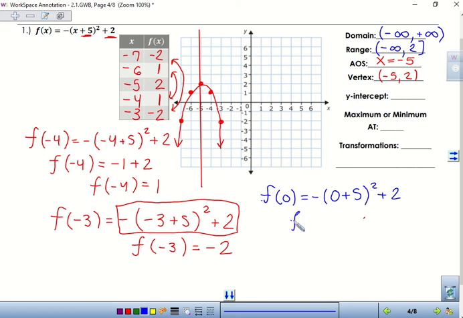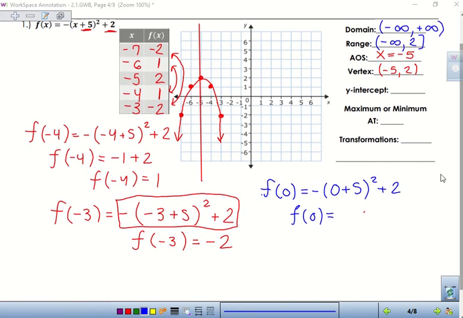And like I said, you can do this mentally or on the calculator. You don't have to write this out every single time. I'm just writing it out for the sake of teaching you. So what is 0 plus 5? What's 5 squared? Good. What's 25 made negative by that negative out front? What's negative 25 plus 2? Negative 23. So that means we have a y-intercept at 0, comma, negative 23. So if we were to keep graphing more and more points on our table, we would eventually get a y-intercept at 0, comma, negative 23.